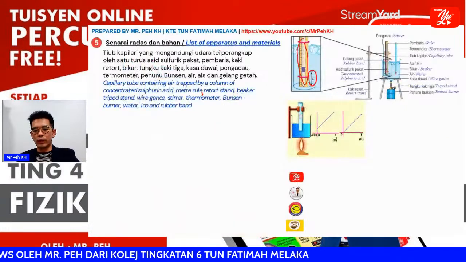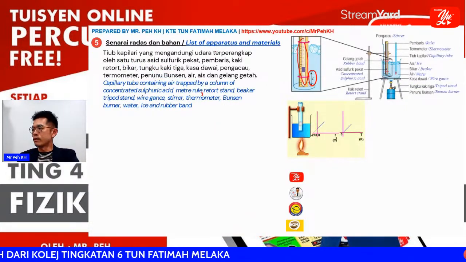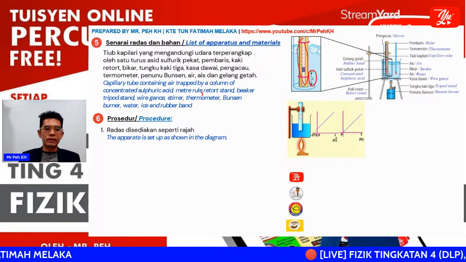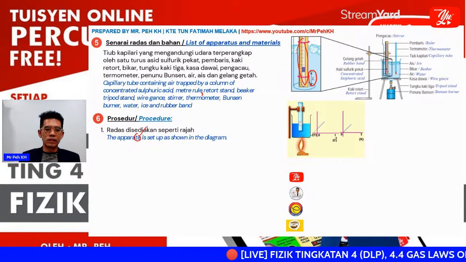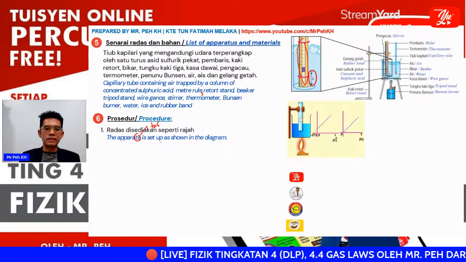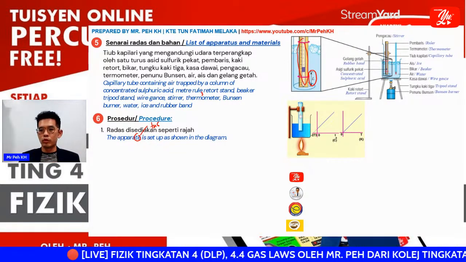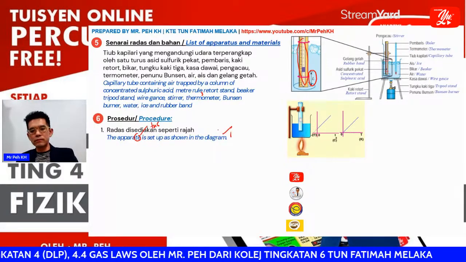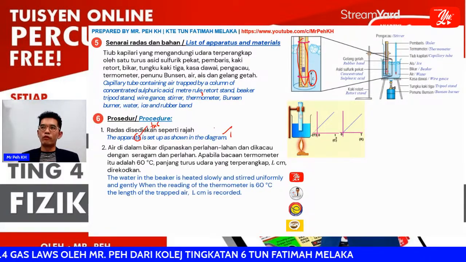Okay, so again, when you want to write the procedure, the first step you have to give this sentence: the apparatus is set up as shown in the diagram. So you have to draw the diagram and label it. This will be the first mark. Then second, give your first MV.